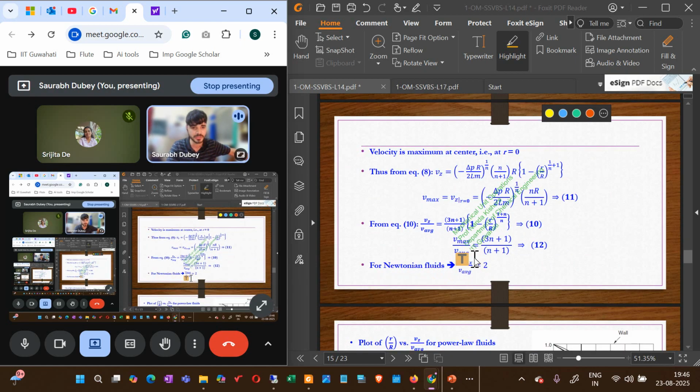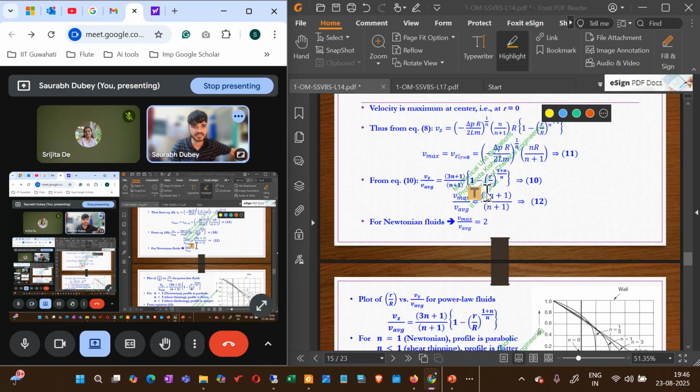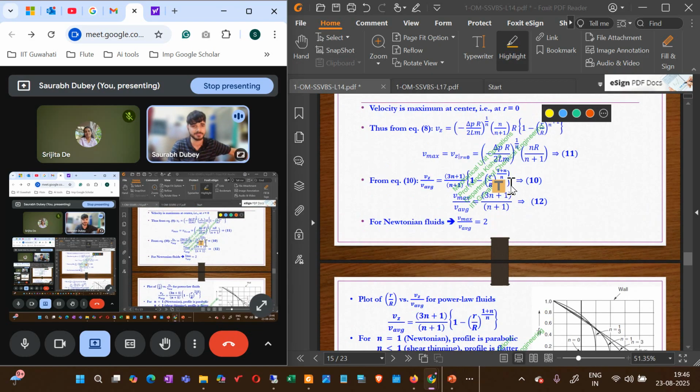So for the Newtonian, suppose this general equation you derive for the non-Newtonian fluids, which is the power law fluid. Here if you put n equals 1, then 4 by 2 is 2. So your Newtonian flow condition is also getting verified, that the maximum to the average is 2, right? These equations are tedious. Mathematically it is a bit difficult, but the steps are the same.